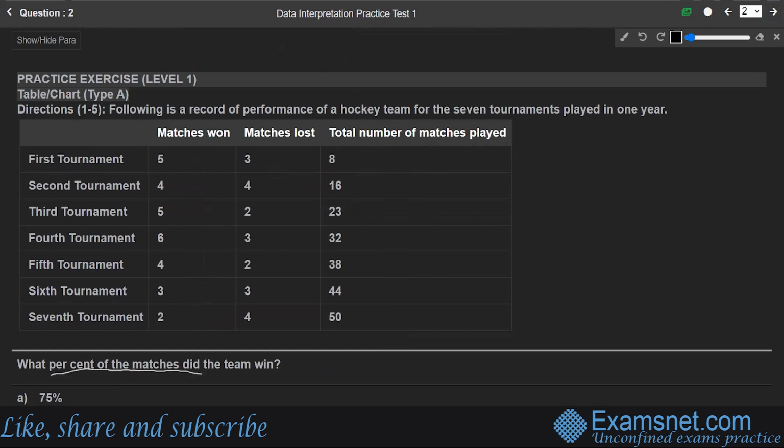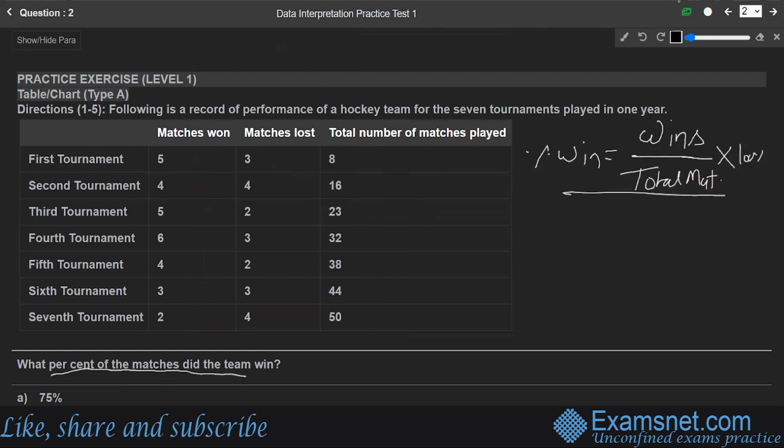Now, in the same data, what is he asking? What percent of the matches did the team win? What percentage of the matches did the team win? For that, we need to calculate percentage win. The formula says we have to find the total number of wins divided by the total number of matches, multiplied by 100%. This is how the percentage win can be calculated.